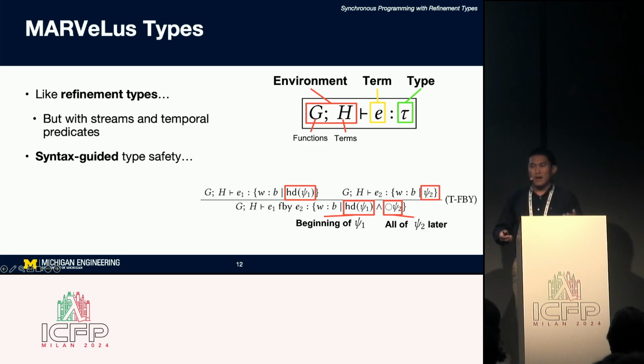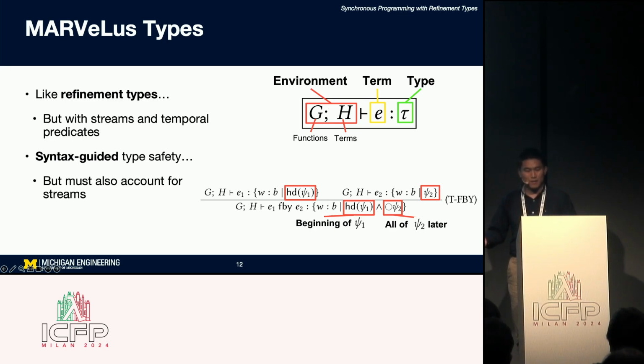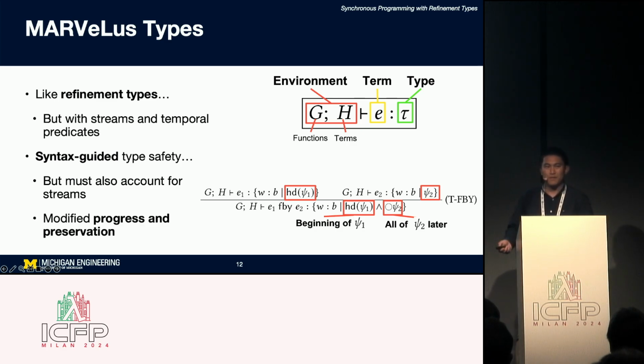And so, of course, along with the syntax, the semantics, and the typing rules, we also need some form of syntax-guided type safety. And of course, we also need to make modifications likewise here. So we also have to account for the fact that because our types don't exactly stay the same throughout time, we need to sort of modify the usual progress and preservation lemmas to account for that. And so we made some tweaks to the meta theory to account for our stream types.